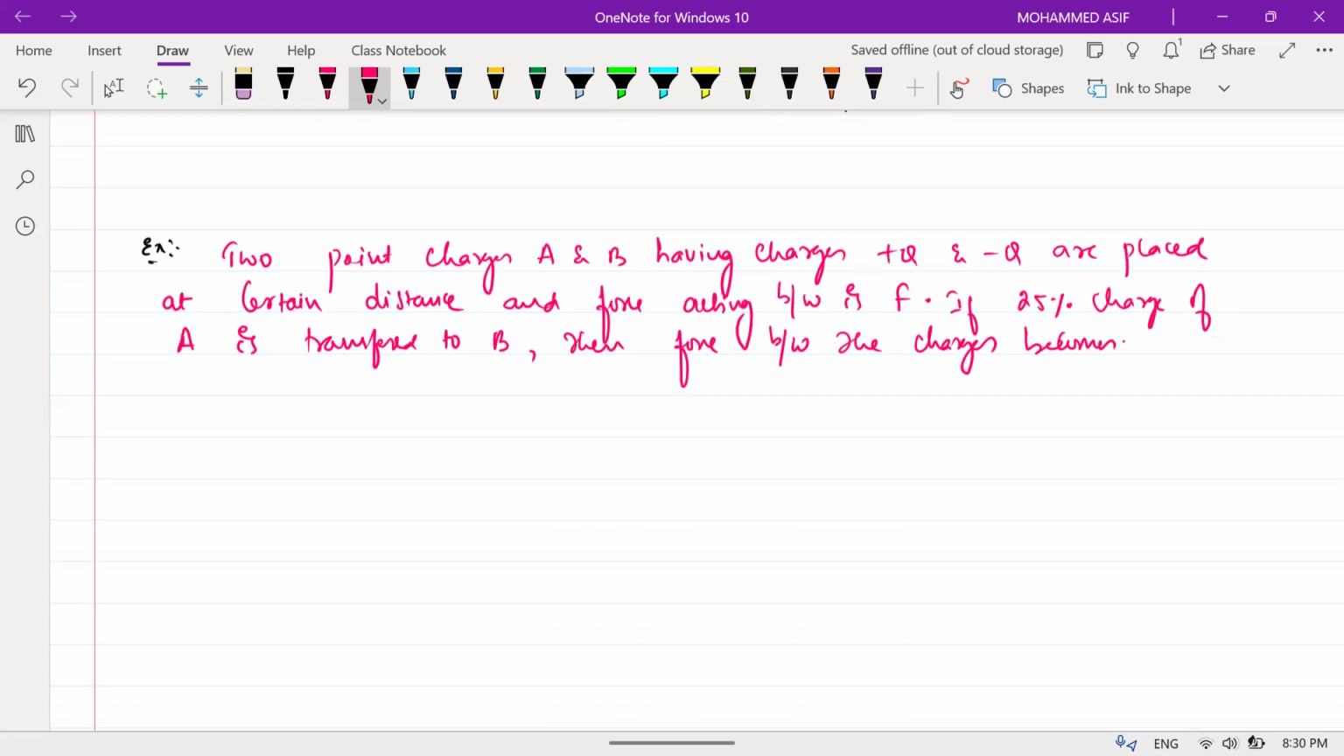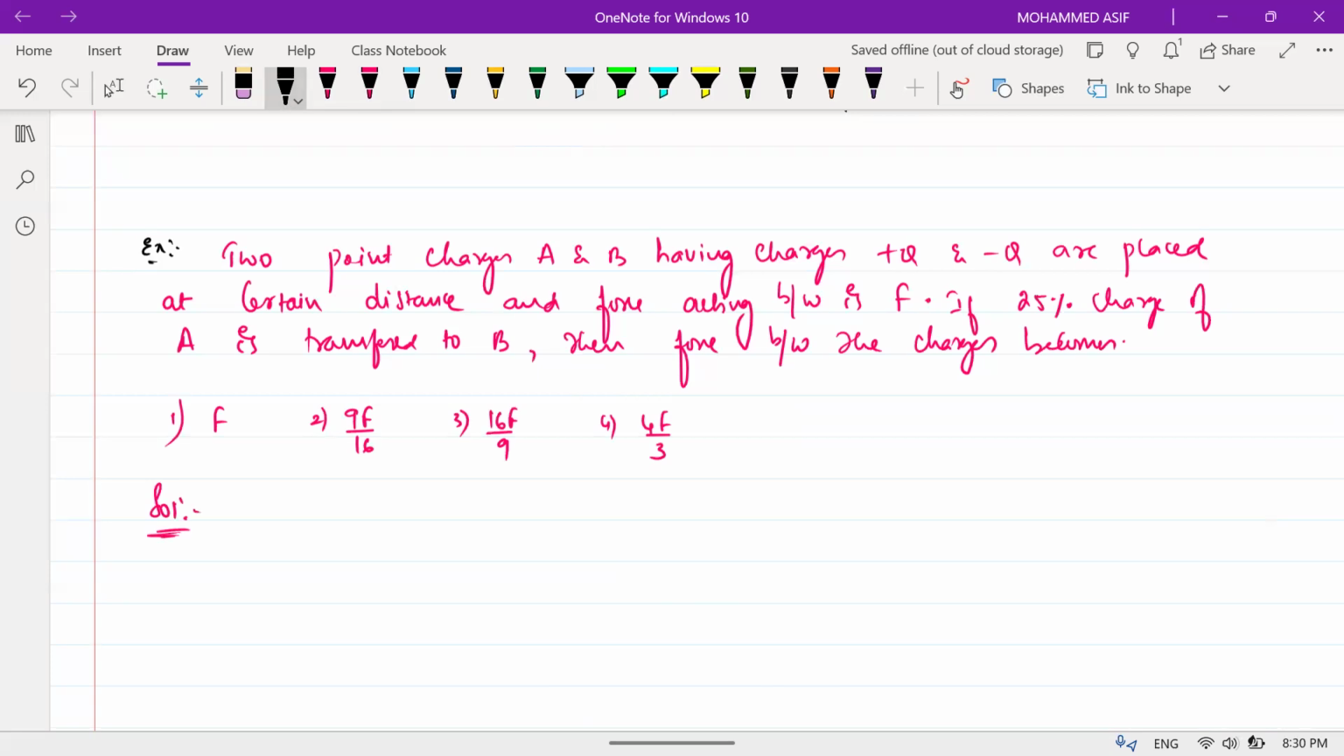The first option is F. The second option is 9F divided by 16. The third option is 16F divided by 9. And the fourth option is 4F divided by 3. Now first try to understand the question better.